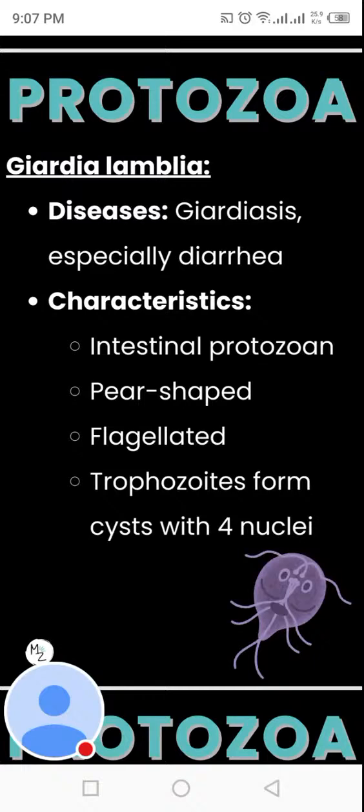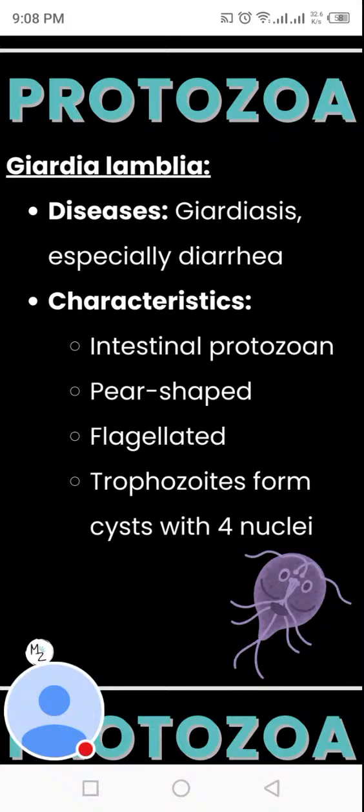As we've talked about the classification of protozoa, which are further subclassified based on their site of action into intestinal, blood, tissue, and urogenital. So Giardia lamblia belongs to the intestinal protozoan category. The reason is it causes infections in the intestine. It is a pear-shaped organism. As you can see in this picture, it looks like a pear. It is flagellated, as you can see these 4 sets of flagella.